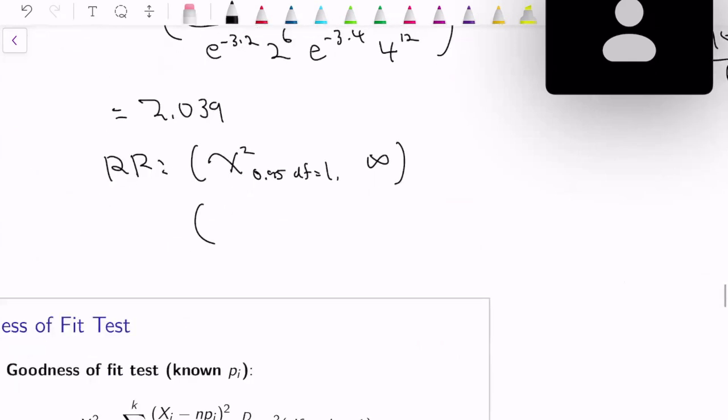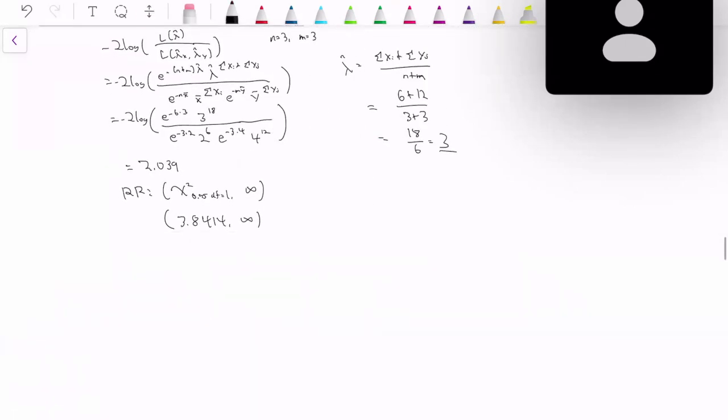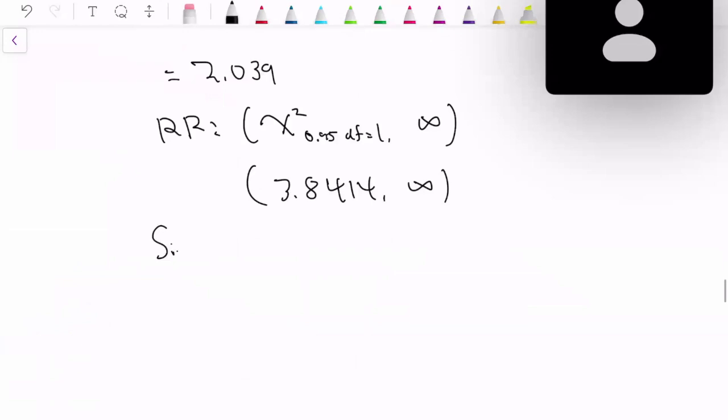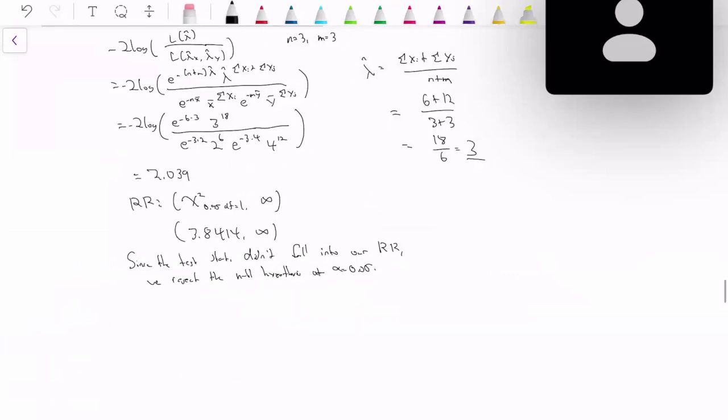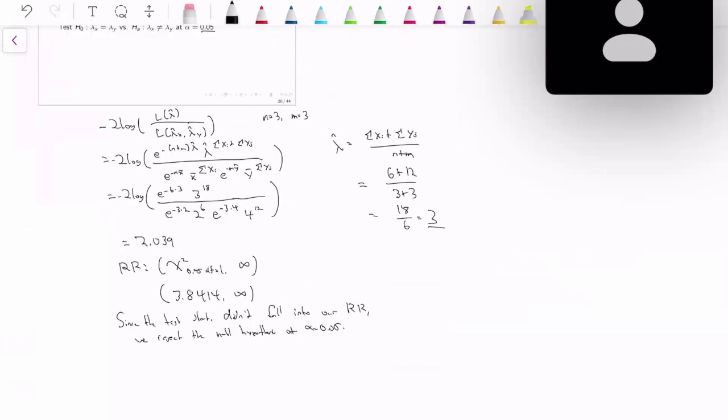So this also might have been a standard value as seen quite often. So 3.8414 to infinity. And again, your conclusion will be, since the test stat didn't fall into our rejection region, we fail to reject the null hypothesis at alpha equal to 0.05. Any questions for this part, likelihood ratio test?